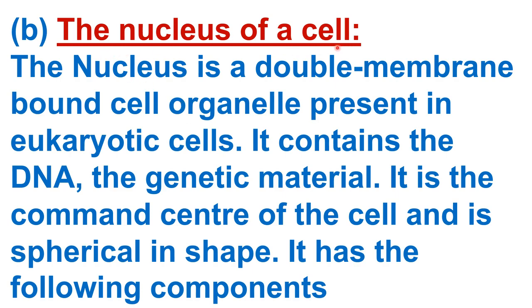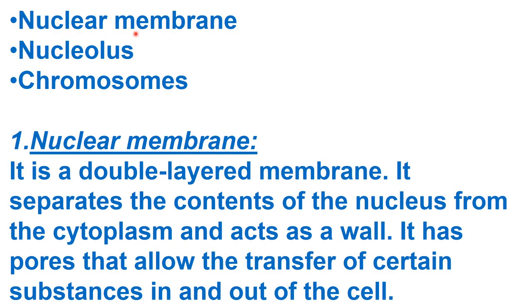Now the nucleus of a cell. The nucleus is a double membrane bound cell organelle present in eukaryotic cells. It contains the DNA, the genetic material. It is the command center of the cell and is spherical in shape. It has the following components: nuclear membrane, nucleolus, chromosomes. So let's start with the nuclear membrane.